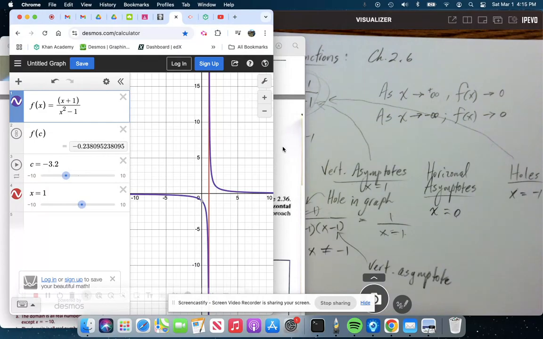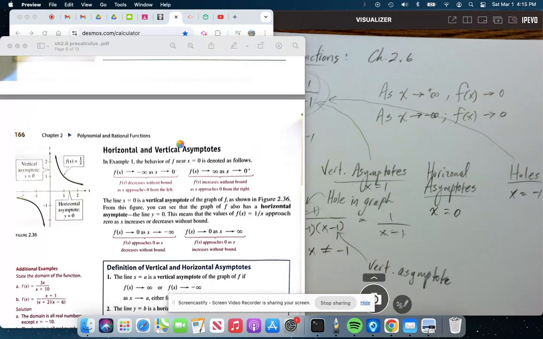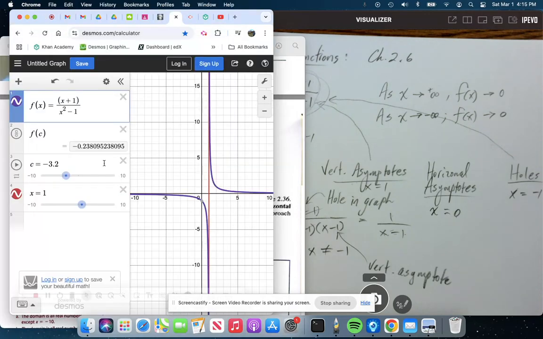All right, so let's look at some problems. Hold on, my computer's freezing up on me. Uh-oh. Weird.